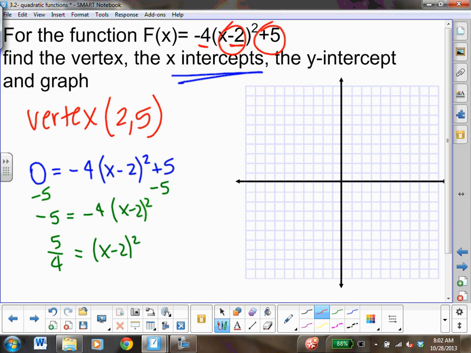Now is the time where I square root. So it's the square root of 5 over the square root of 4, which is 2. So my x-intercepts occur at 2 plus or minus the square root of 5 over 2. It'll be hard for me to plot that point, but that's okay.